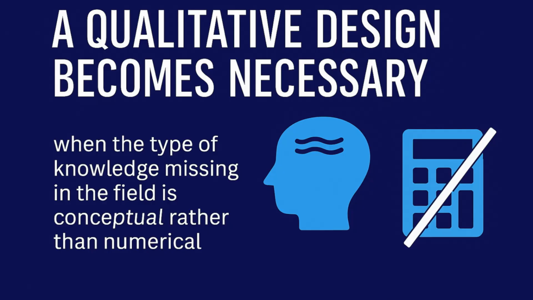A qualitative design becomes necessary when the type of knowledge missing in the field is conceptual rather than numerical. In these situations, the phenomenon itself may be visible, but its internal dynamics remain unclear. The researcher may know that something is happening. Teachers are overwhelmed, students disengage, adults struggle with new tools, leaders respond inconsistently, but the field does not yet understand how these events are experienced from the inside.